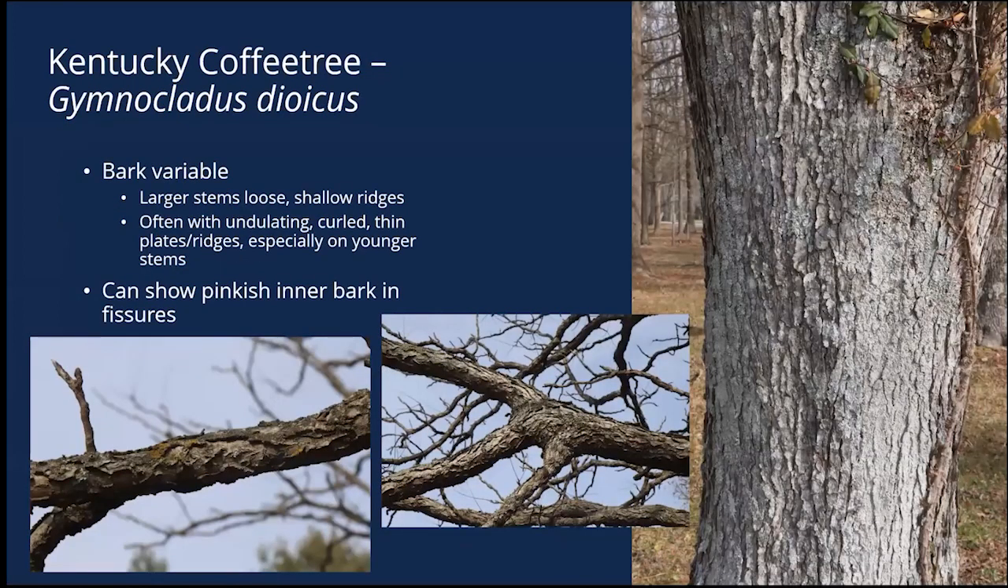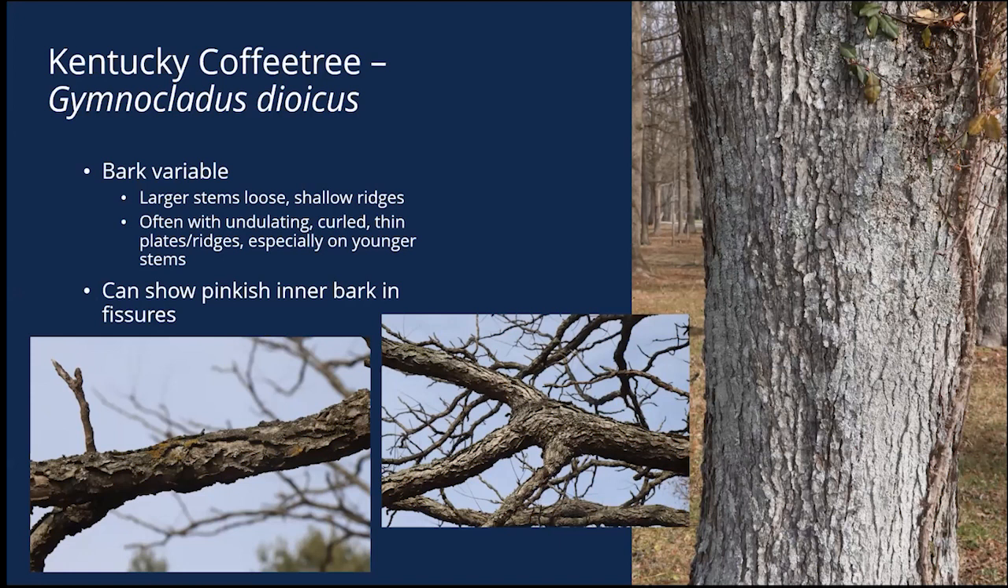Kentucky coffee tree has variable bark. Larger stems will have loose, shallow ridges. Smaller stems will have undulating, curled, thin plates or ridges. It has these long, kind of undulating, curvy ridges on it, or almost plates that kind of peel off of it, that really looks like nothing else. These curved, interlacing looking ridges jump out.